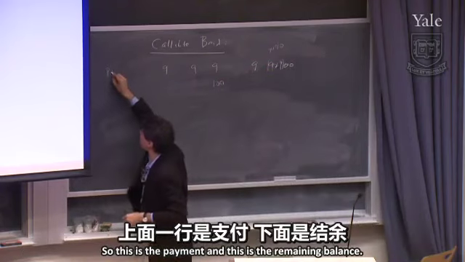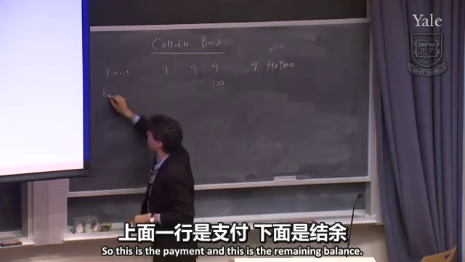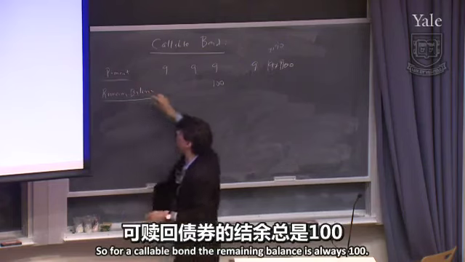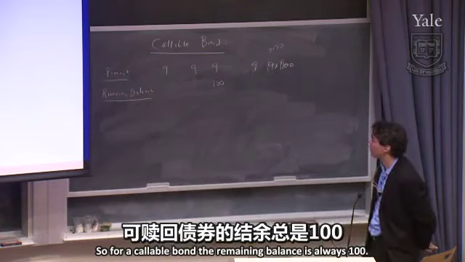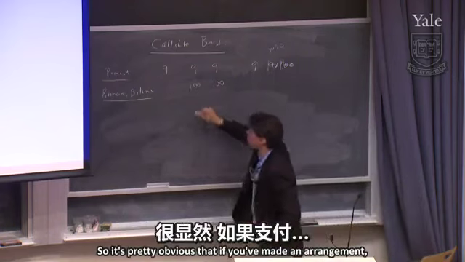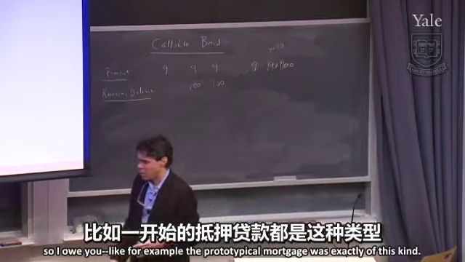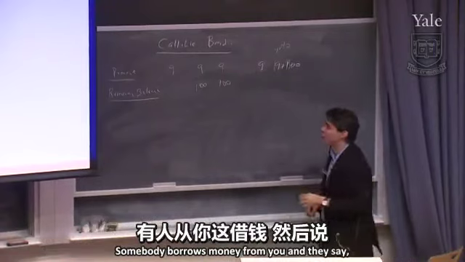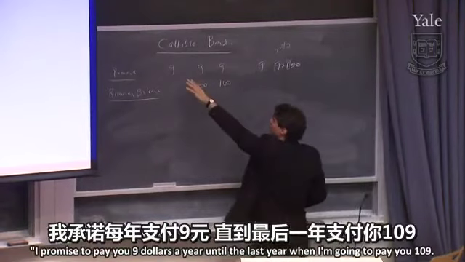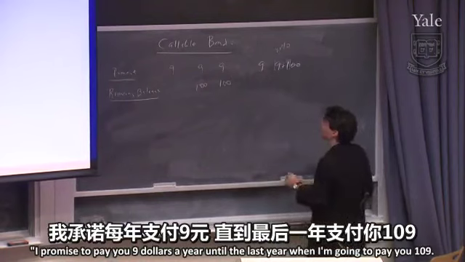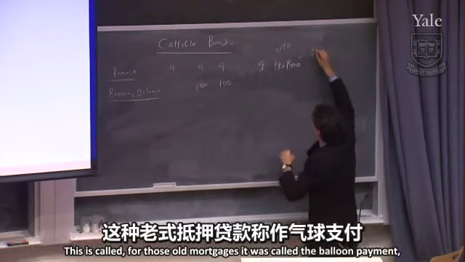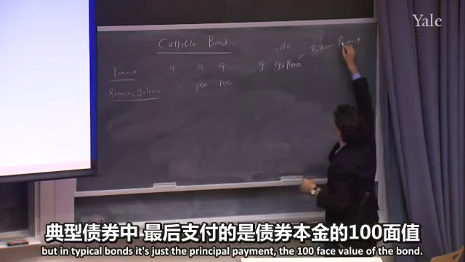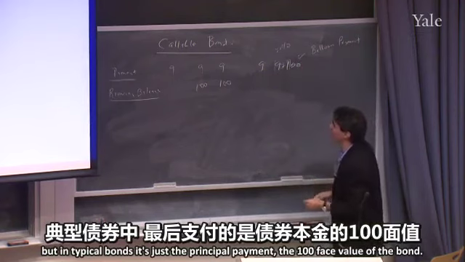So this is the payment, and this is the remaining balance. For a callable bond, the remaining balance is always 100. So it's pretty obvious that if you've made an arrangement and I owe you, for example, the prototypical mortgage was exactly of this kind. Somebody borrows money from you, and they say, I promise to pay you $9 a year until the last year when I'm going to pay you 109. For those old mortgages, this was called the balloon payment. But in typical bonds, it's just the principal payment, the 100 face value of the bond.